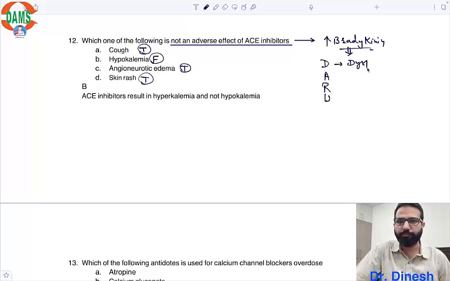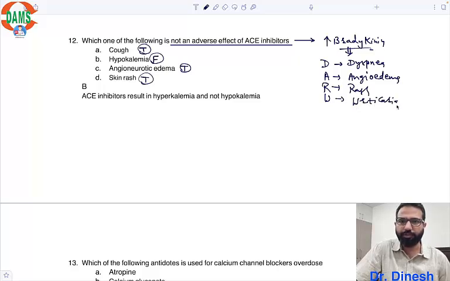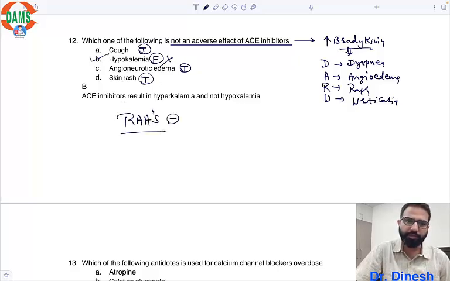Dyspnea, angioedema, rash, and urticaria are common symptoms with all the ACE inhibitors. So these are the adverse effects. Hypokalemia is not seen. Hyperkalemia is seen, because all these RAS pathway inhibitors cause hyperkalemia.